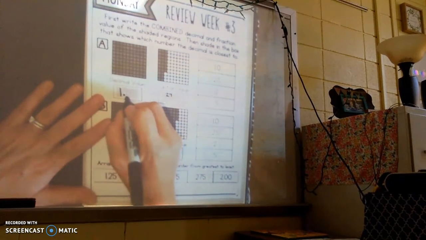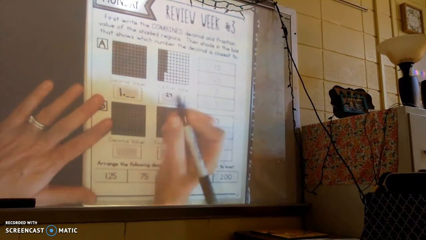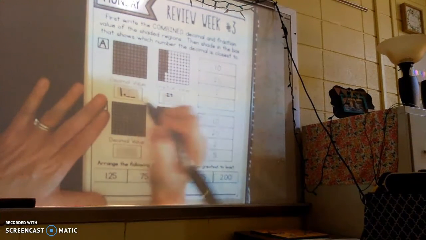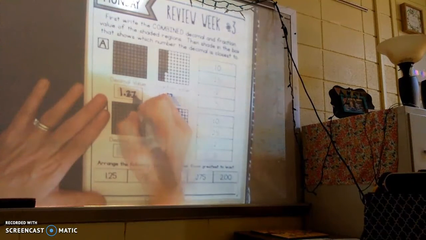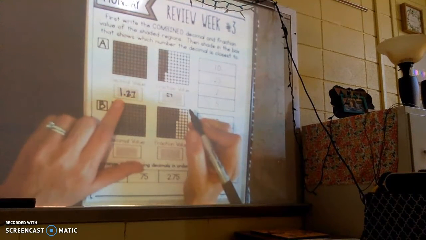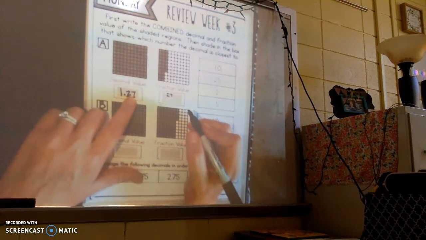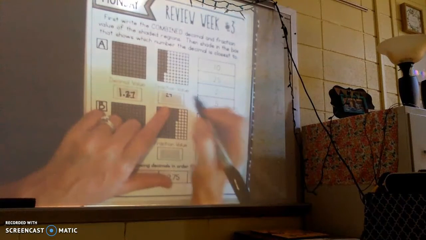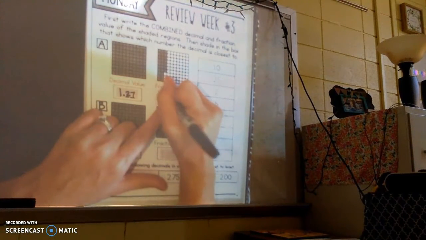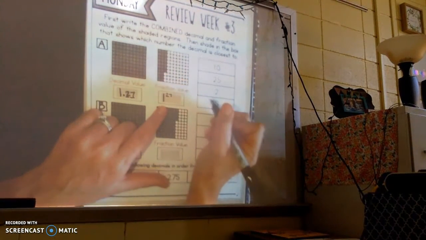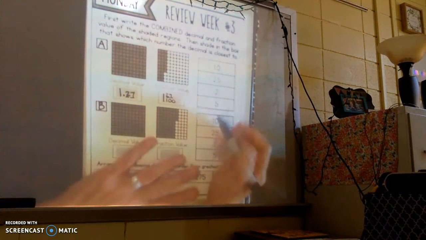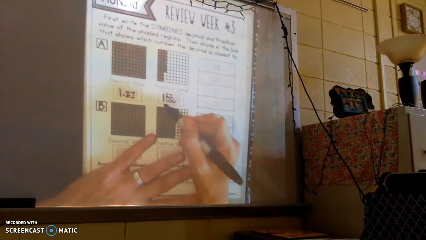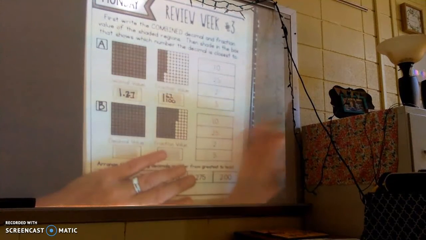So if I'm thinking of my decimal place value, my hundredths place is 2 places past the decimal point. So that would just be 27. So as a decimal, that would be 1 and 27 hundredths if I read that out loud. Then as a fraction, again, I have one whole shaded in and then 27 out of 100. So again, if I read that, 1 and 27 hundredths.